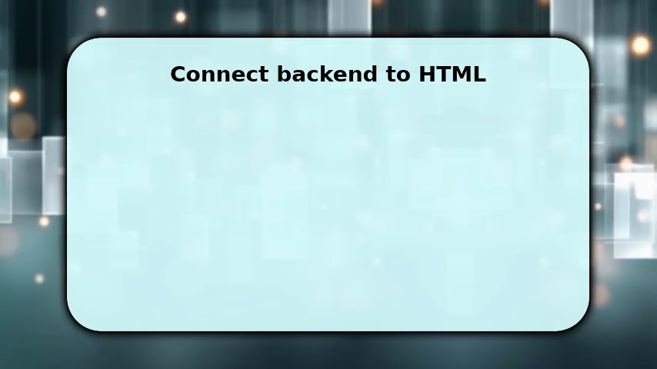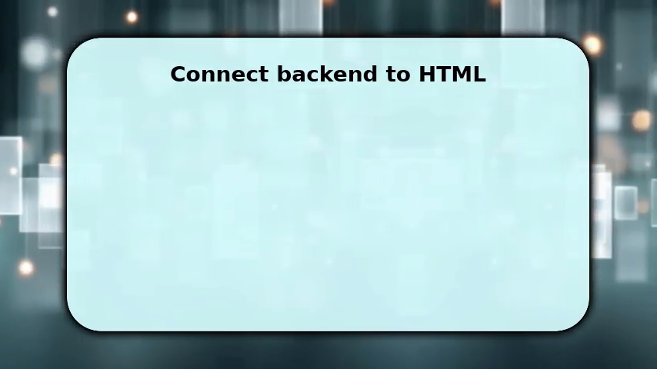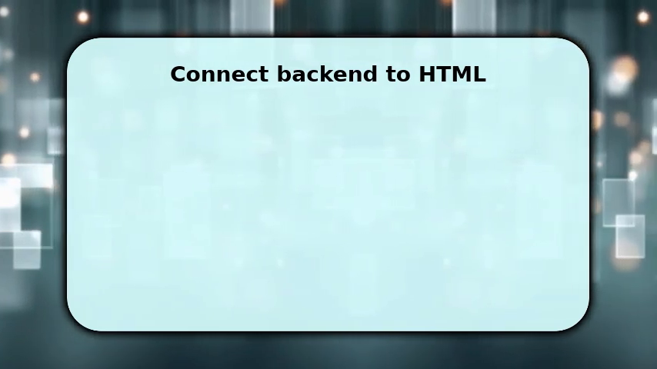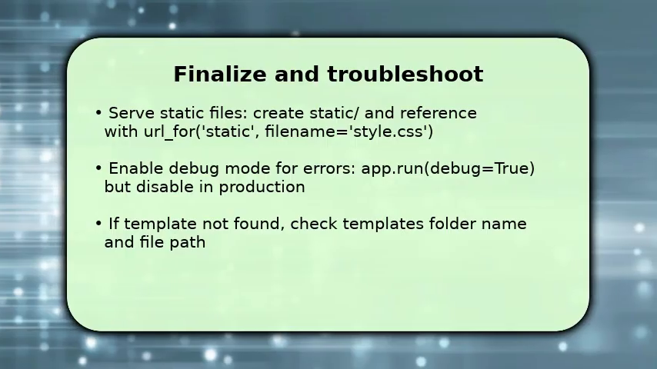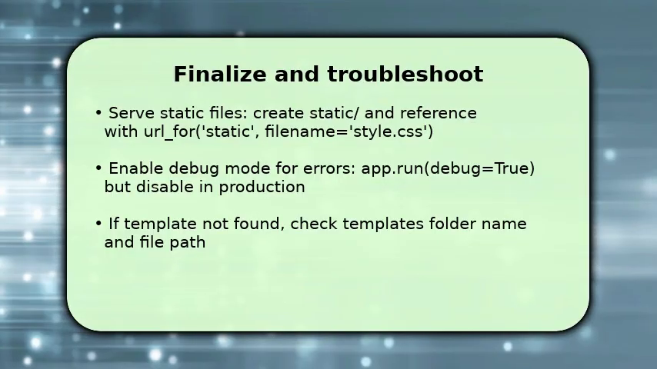Finally, run flask run and visit localhost:5000 to see Python-driven HTML render in your browser. Finish by wiring static assets and deployment basics. Move CSS and JS into a static folder and reference them with url_for so links resolve correctly.